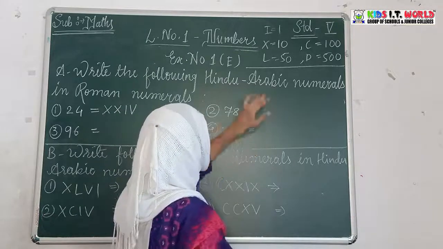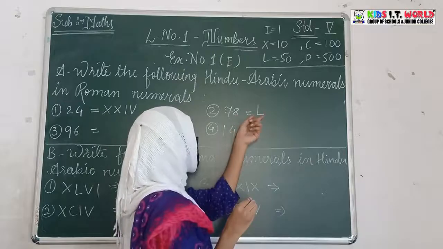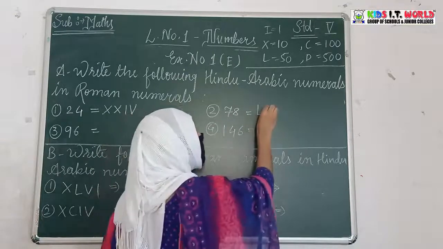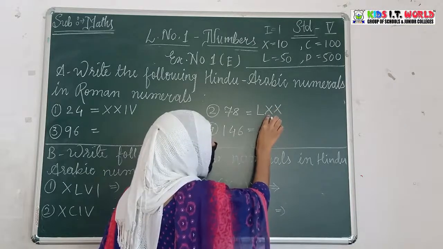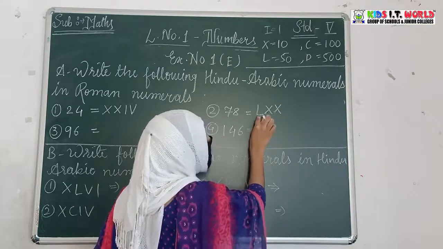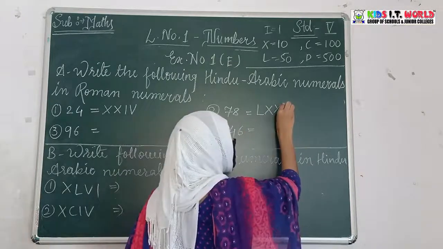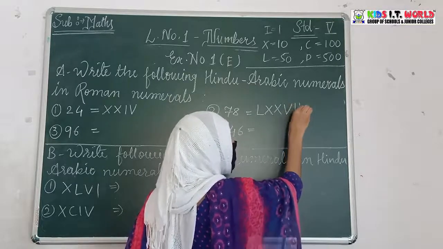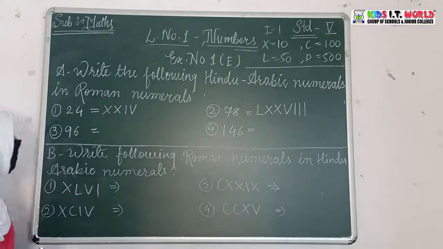Next is 78. For the 78 we have a value L equals 50. So we will write L. So here 50 is over. Now what is remaining? 28. For 28 you will write 2 X. So this is L plus 20. So it is 50 plus 20 means 70. Now what is remaining? 8. For 8 you will write V for 5 and 1, 2, 3. So this is 78.